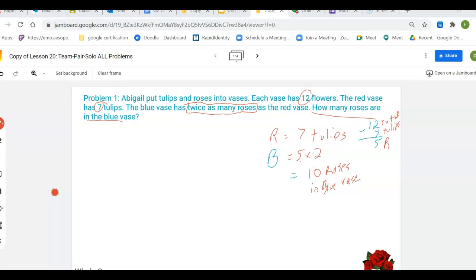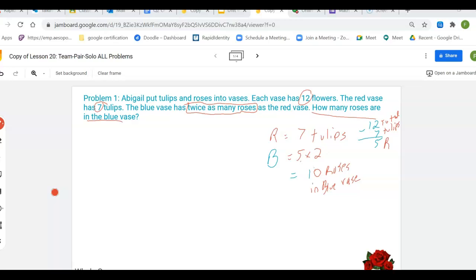Okay, so let's keep in mind that I've already done my cubes on here. So I've circled the key numbers. There are 12 flowers, 7 tulips, and I've boxed in the key terms here of twice as many. And I've underlined the question of how many roses are in the blue vase.